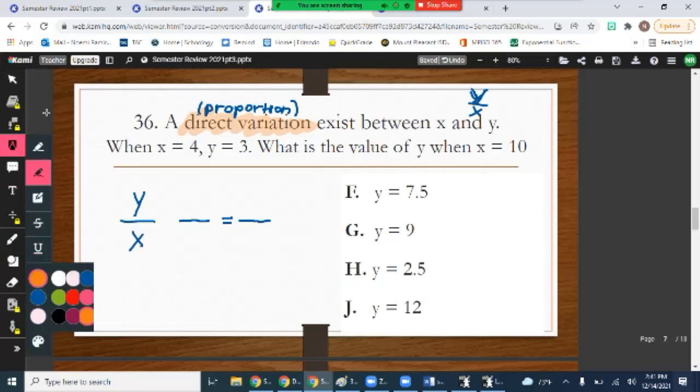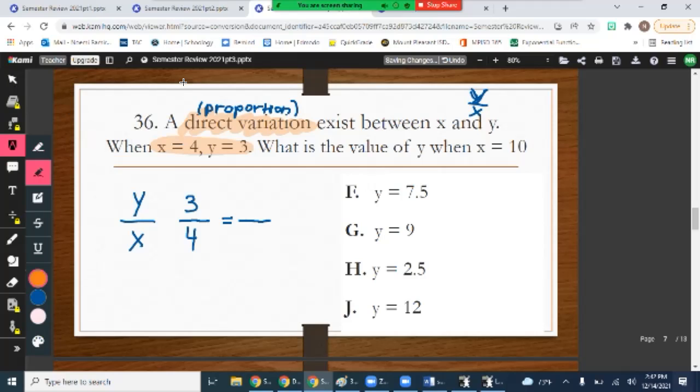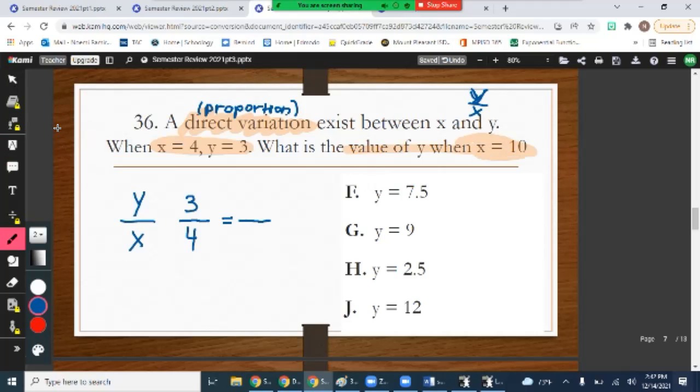Now, the second sentence in this gives you two numbers, meaning it's going to give me my whole fraction. Gives you x is 4, y is 3. Where do I put the 4? Bottom. X's go with x's. 3 goes at the top. The third and final sentence gives you what is the value of y when x is 10. It only gives you one value, which is x. So I put that at the bottom, meaning we're looking for y.